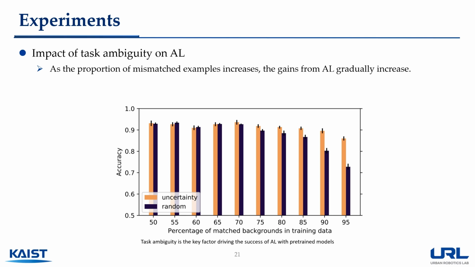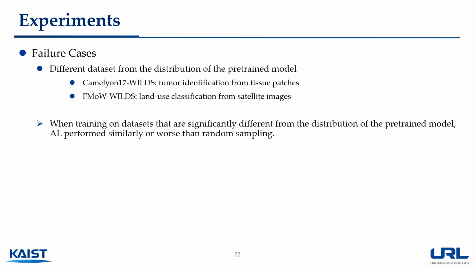This is the impact of task ambiguity on active learning. As the proportion of mismatched examples increases, the gain from active learning gradually increases. This is the superior case. It tested a different dataset from the distribution of the pre-trained model. When training on datasets that are significantly different from the distribution of the pre-trained model, active learning performed similarly or worse than random sampling.